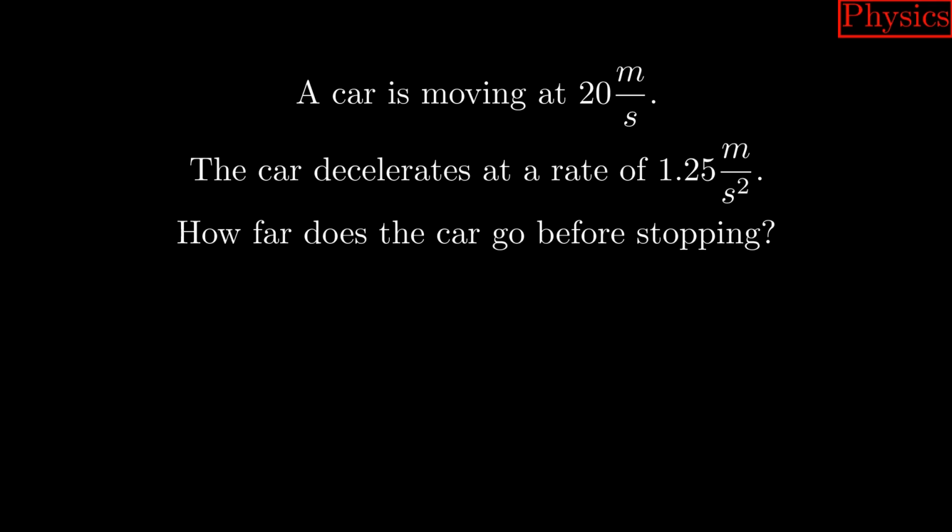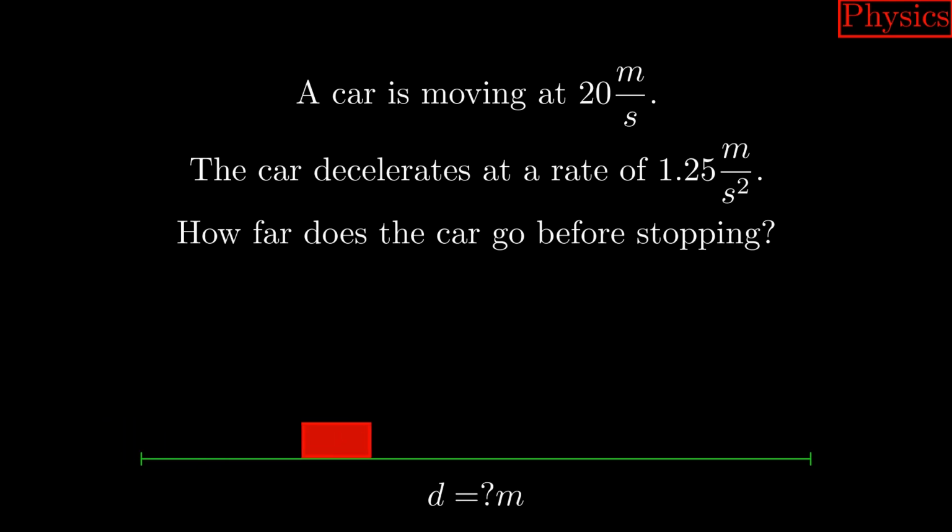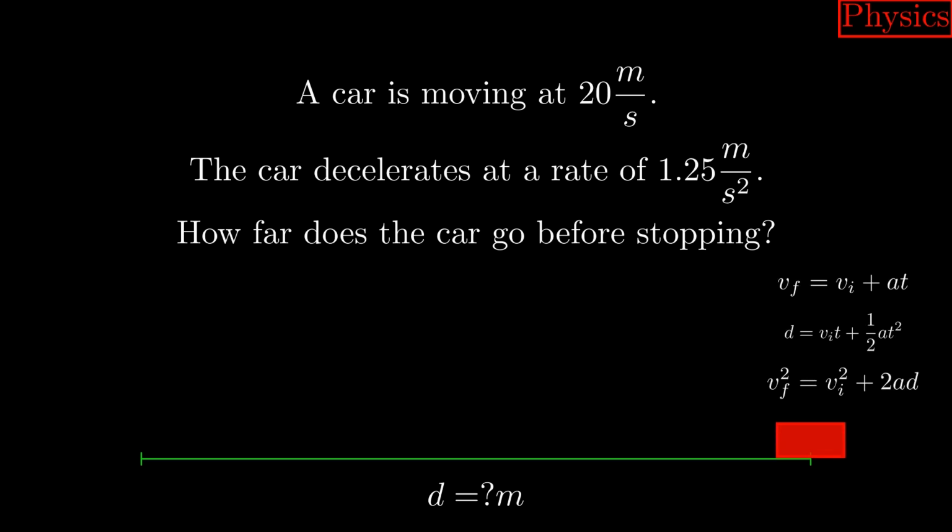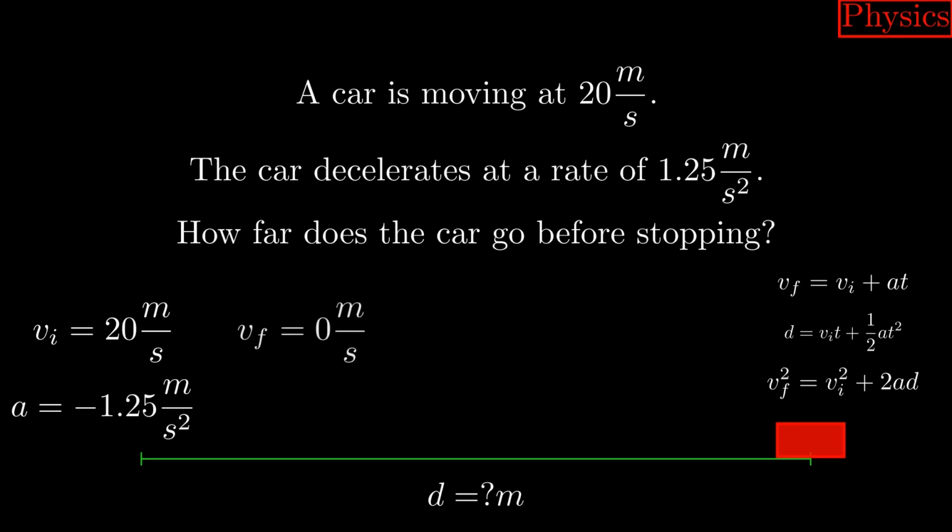A car is moving at 20 meters per second. The car decelerates at a rate of 1.25 meters per second squared. How far does the car go before stopping? If you can't tell, this question is asking us to find the displacement. So we know from the problem, the initial velocity is 20 meters per second. The deceleration is 1.25, so the acceleration is negative 1.25 meters per second squared. And since the car stops and is not moving at the end of the problem, we know the final velocity is 0 meters per second.